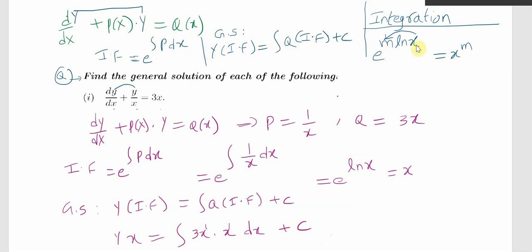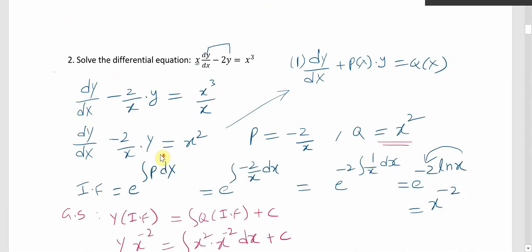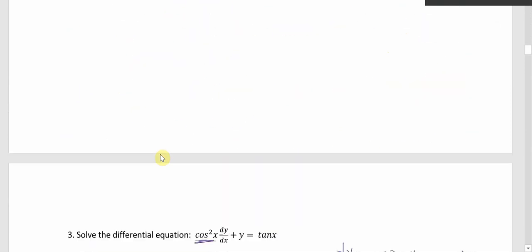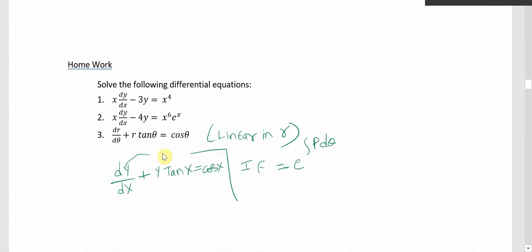We need this rule: e power m ln x is x power m always, from logarithms, and we need the knowledge of integration. And we solve these three questions as you see. And these three are homework.